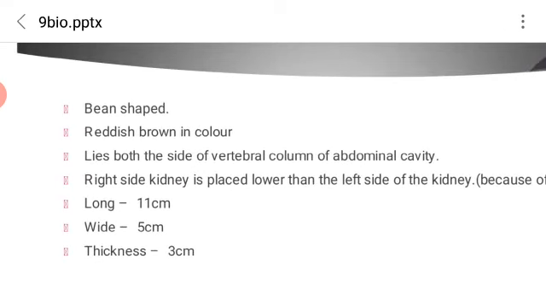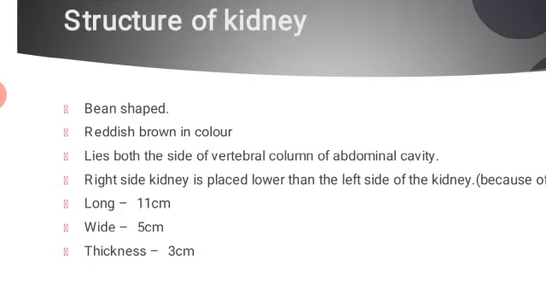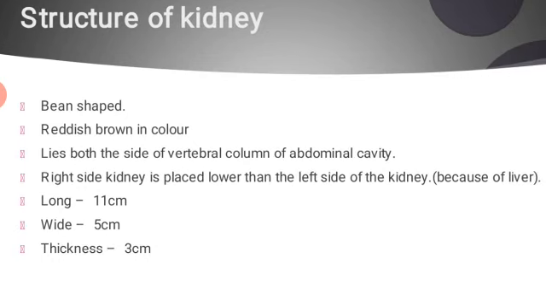So what do you know about the kidney? You know that we have a pair of kidneys. What is the shape? It is bean shaped and reddish brown in color. It lies on both sides of the vertebral column in the abdominal cavity, placed very safely. The right kidney is a little lower than the left kidney because of the liver. The liver occupies a little more space, so the right kidney is tilted down.